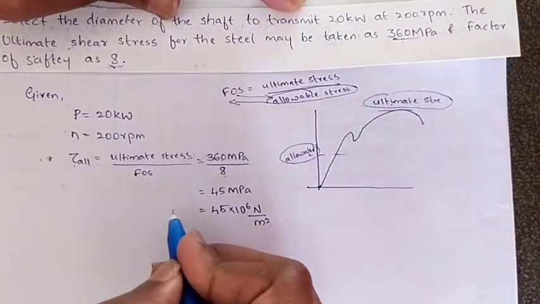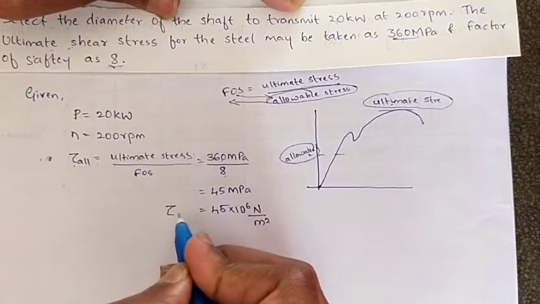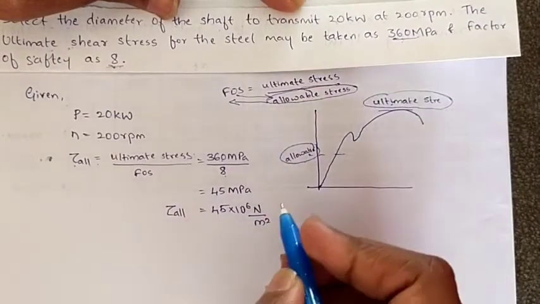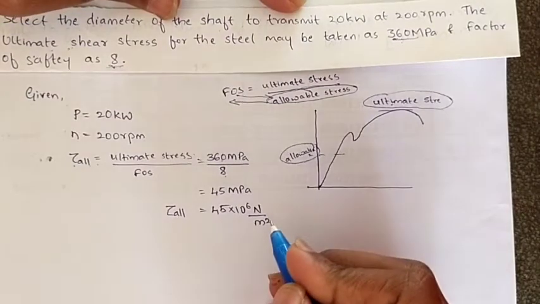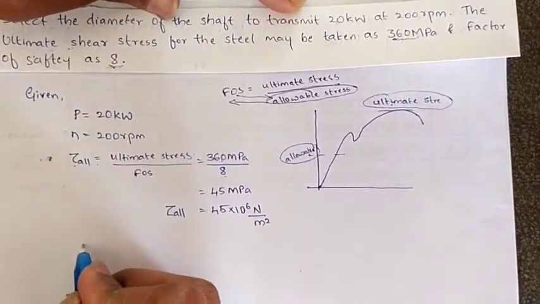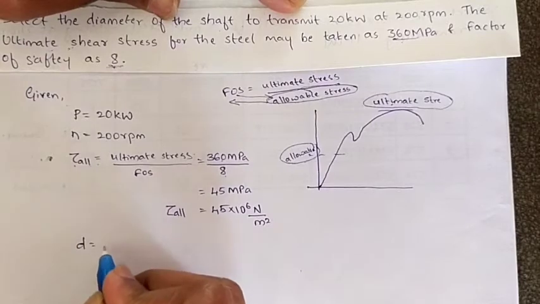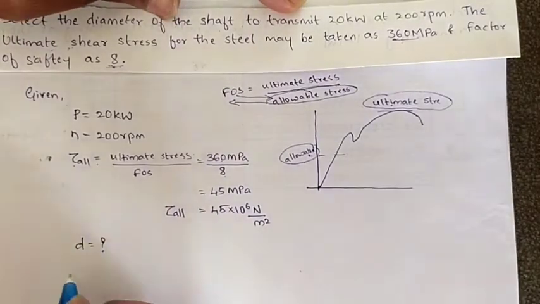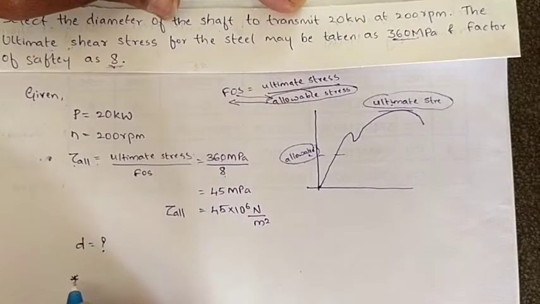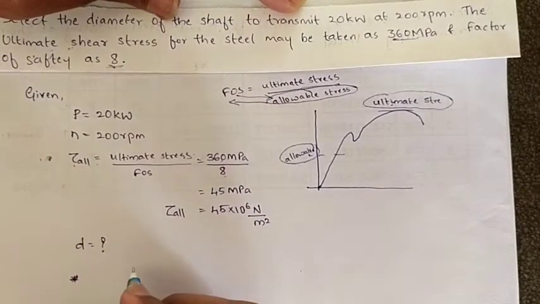So the allowable shear stress, tau allowable, is equal to 45 into 10 raised to 6 Newton per meter square. Now what we have to find here is the diameter of the shaft. For this we will use the formulas we discussed during the design of shaft.